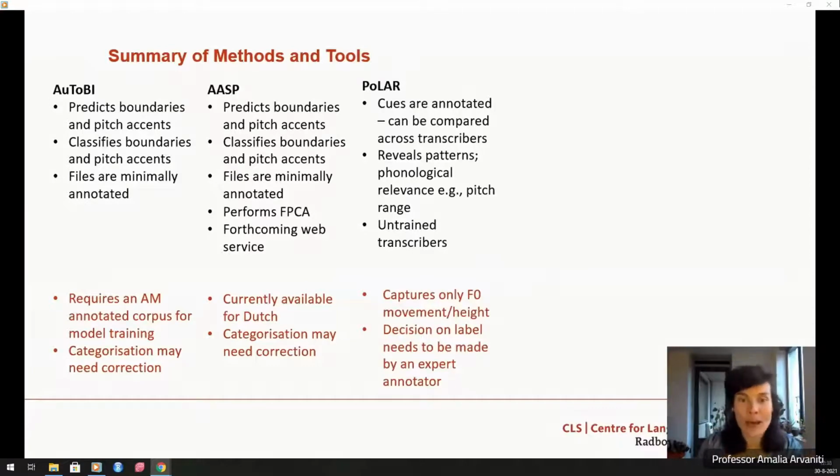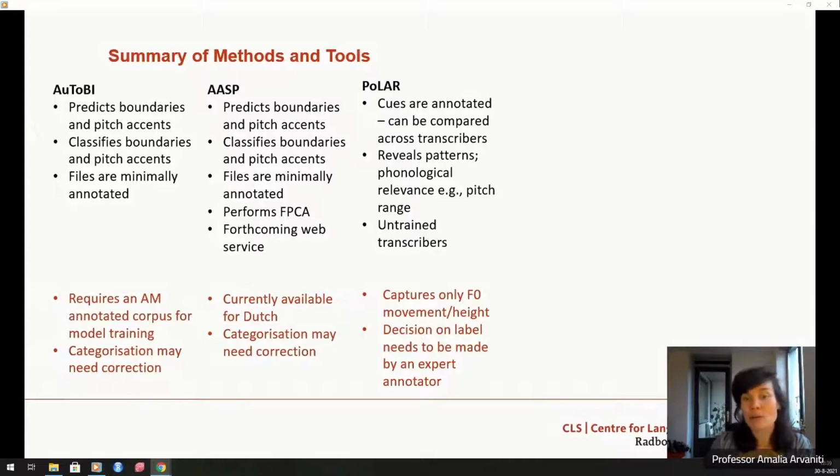For Polar, your results are that cues are annotated and can be compared across transcribers. It reveals phonetic patterns that may have phonological relevance, for example, pitch range. Maybe you're considering if pitch range can be a distinguishing feature between two pitch accents or boundary tones. This system may be able to give you an indication or help you in your analysis of these features. Also, it can be used by untrained transcribers, that is people who have not transcribed intonation before and may not have the theoretical knowledge of the intonation system at hand.